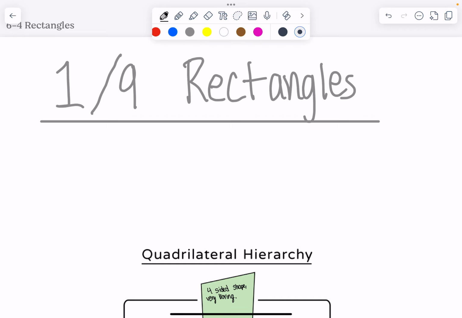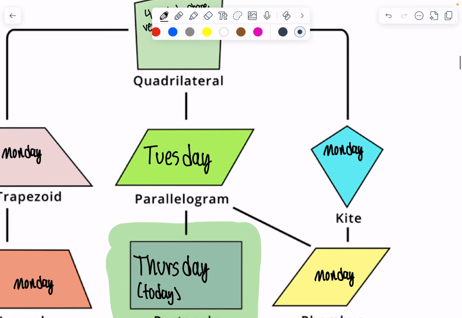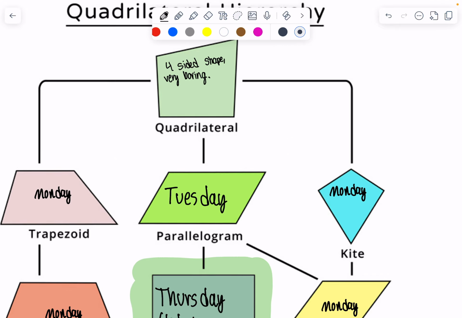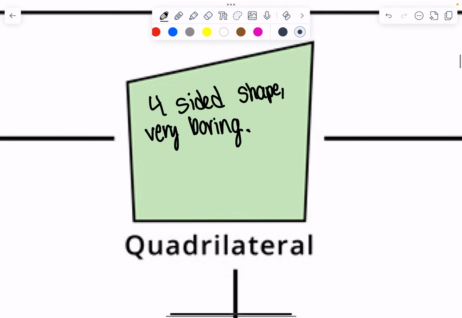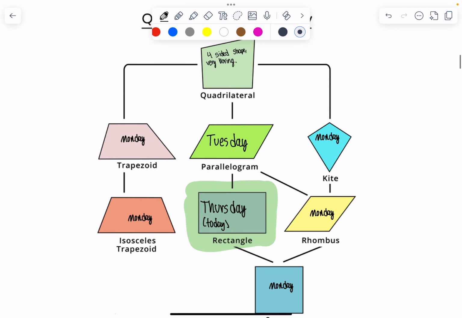So without further ado, let's quickly remind ourselves what we talked about 2 days ago on Thursday and what we're looking forward to. So on Tuesday, we talked about parallelograms, which we found out had pairs of congruent parallel lines. We call them parallelograms for a reason. And we're in our study of what we call quadrilaterals, just four-sided shapes. They're pretty boring, don't have a lot going on for them.